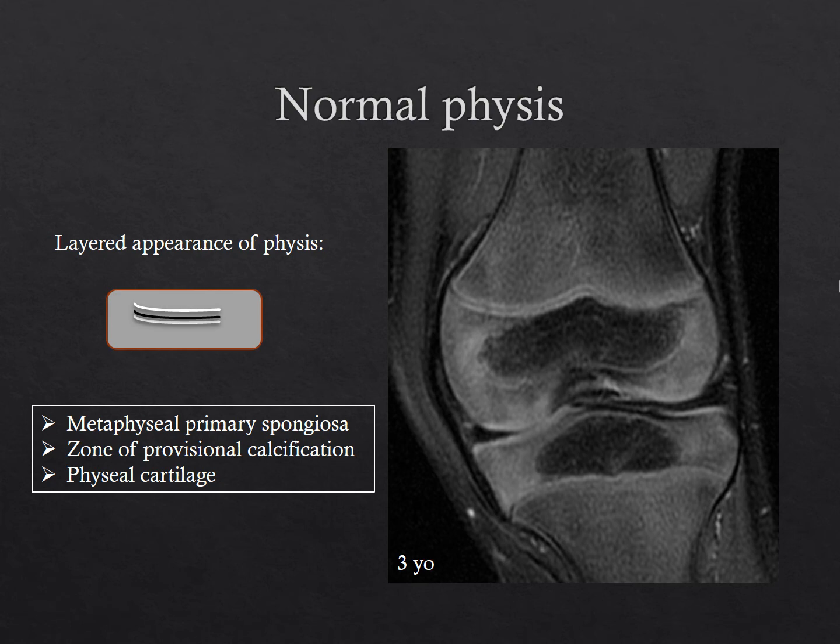The anatomy of the normal physis is best seen on T2 weighted images, where it has a trilaminar appearance with a central black line sandwiched between two brighter lines. The top white line along the metaphyseal side represents the primary metaphyseal spongiosa. The middle dark line represents the zone of provisional calcification. And the bottom white line towards the epiphyseal side represents the actual physeal cartilage.